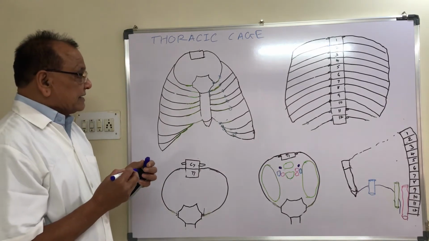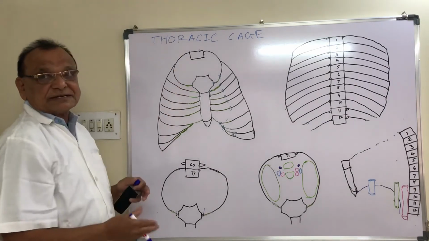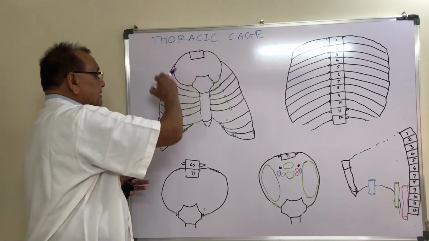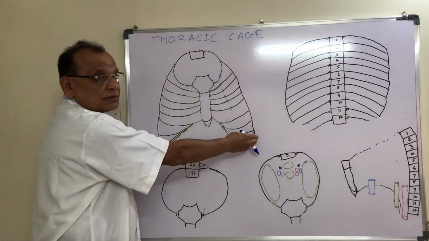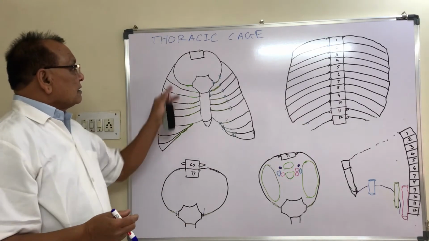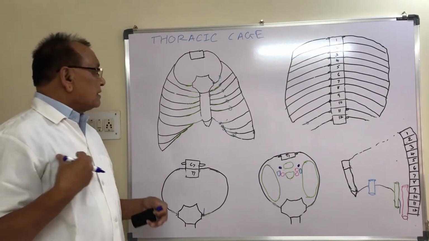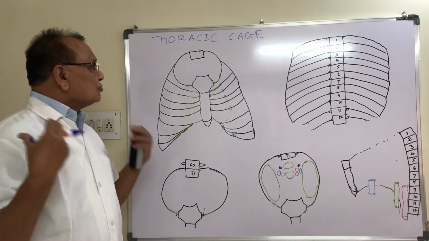Now the thoracic cage is actually conical in shape. Its upper part is narrow and its lower part is broad. But when we see it in the body, the upper part of the thorax appears broad, and that is due to the shoulder only.